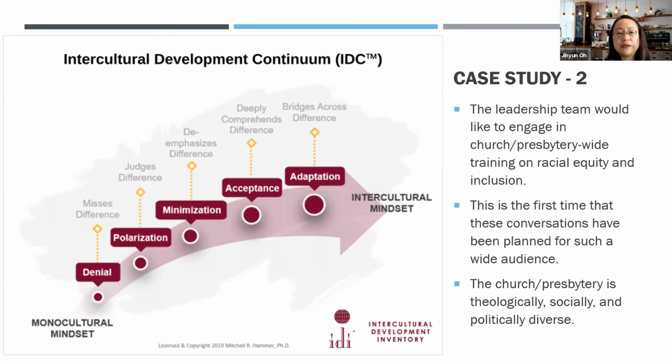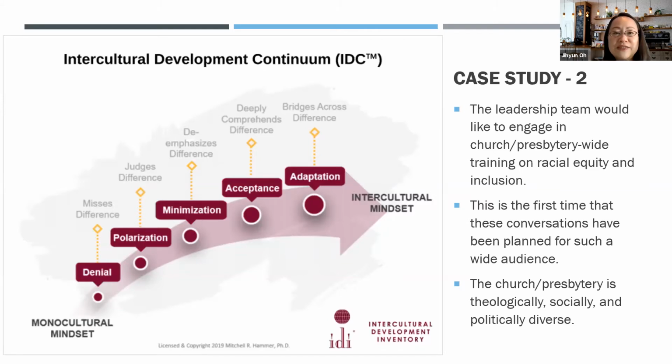The case study here is a leadership team that would like to engage in either church or presbytery-wide training on racial equity and inclusion. So this is moving away from general culture work, to specifically racial equity and inclusion. This is the first time that these conversations have been planned for such a wide audience, the entire congregation or the presbytery. And the church or the presbytery is theologically, socially, and politically diverse. We would love to hear from you, as you look at this case study, what some choice points may be, and what some primes might be to help us ask different questions.